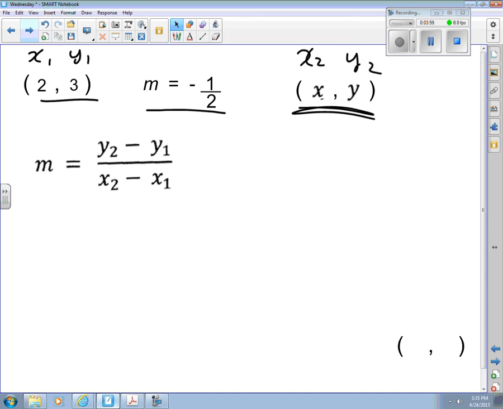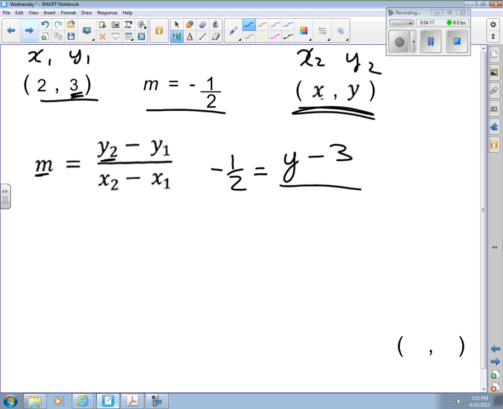And then I go to my slope formula. I can replace the slope with negative 1/2. I can replace y2 in the formula with just any old symbol y for a coordinate that I don't know. And y1, of course, I know is the 3. Then the second x coordinate, again, I'm replacing with just any unknown x value. And I'm subtracting my x1, which is 2.